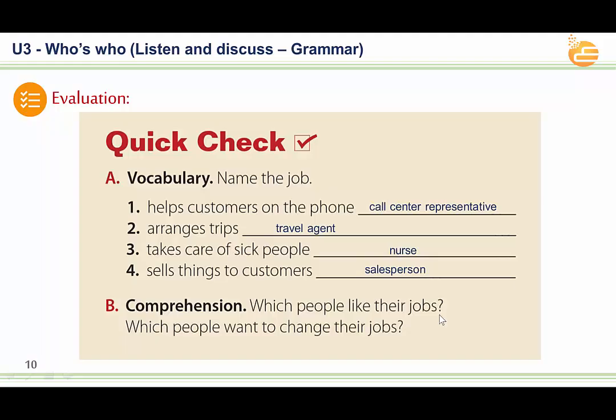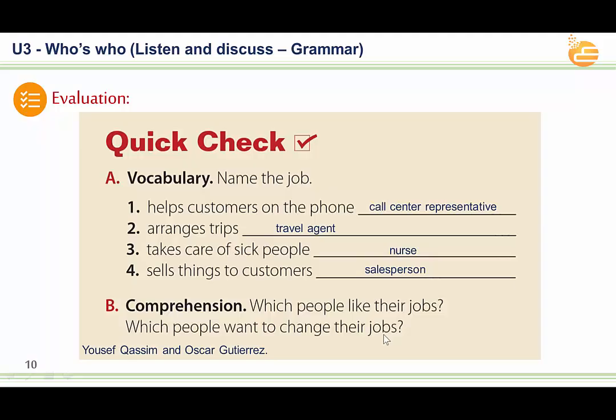What do you think? Think again. So, Youssef Kassem and Oscar Gutierrez. Very nice, excellent. Okay. Which people want to change their jobs?